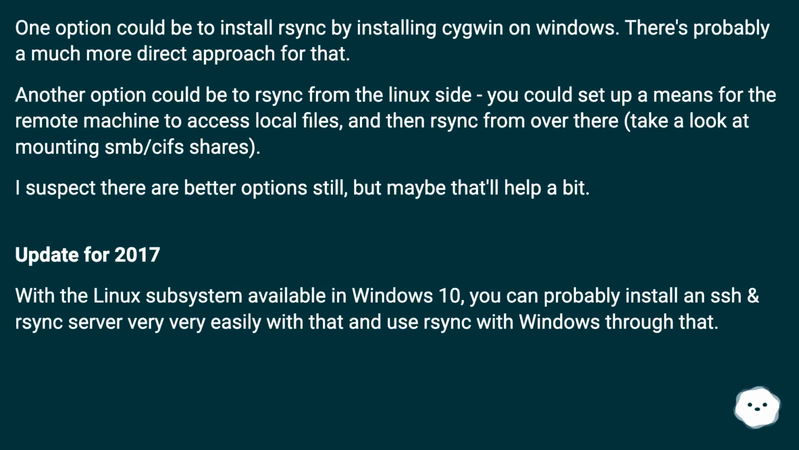One option could be to install Rsync by installing Cygwin on Windows. There's probably a much more direct approach for that. Another option could be to Rsync from the Linux side. You could set up a means for the remote machine to access local files, and then Rsync from over there. Take a look at mounting SMB/CIFS shares. I suspect there are better options still, but maybe that'll help a bit.